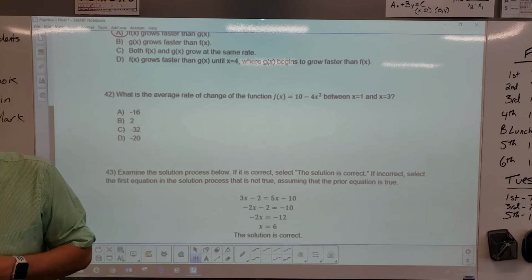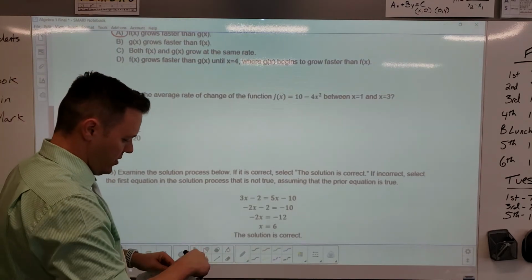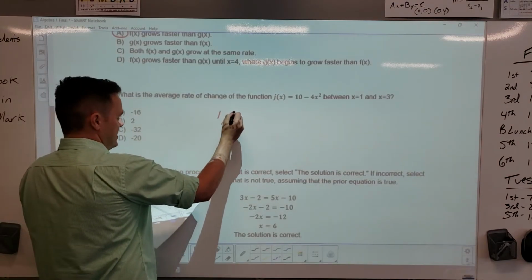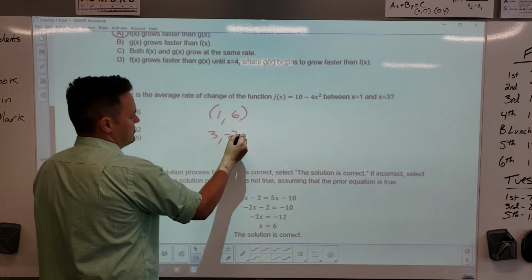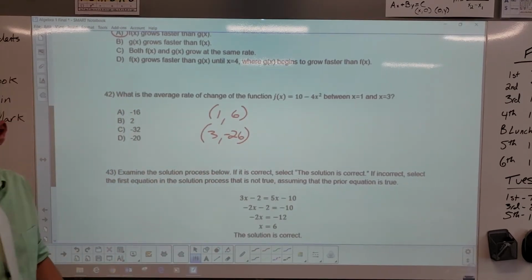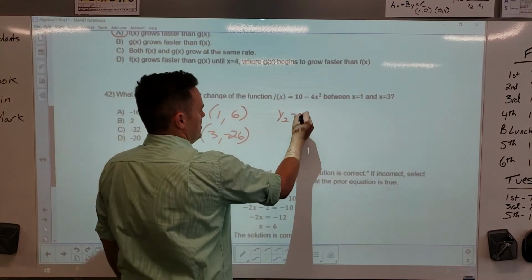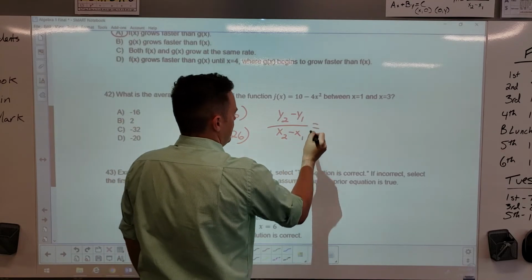So I'm going to give you the points right now. They are, I got to flip my page over. The points are, for 1, it is 6, and then for 3, the other point is negative 26. And then remember to do the rate of change formula again, which is y2 minus y1. All right, then you set it up.